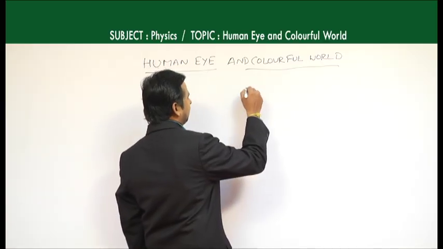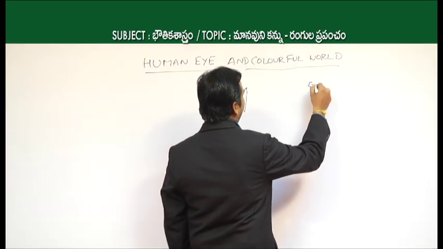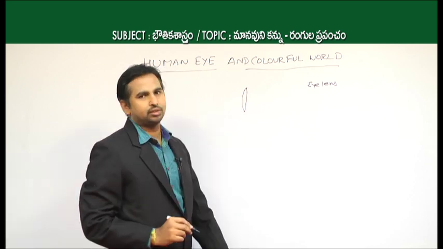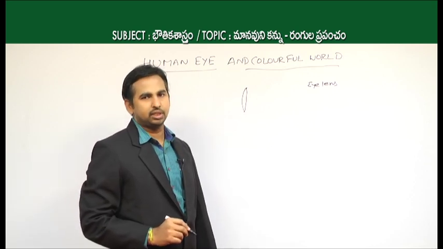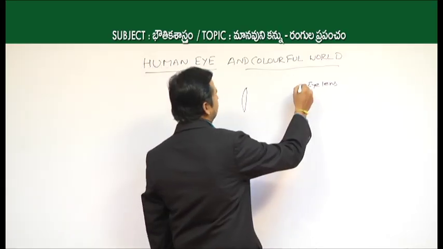Now, when we see the structure of the eye, the main important part is, at first, the lens. Our eye lens is a convex lens, which forms converging images that are real and inverted. That is the first important main part, the eye lens.